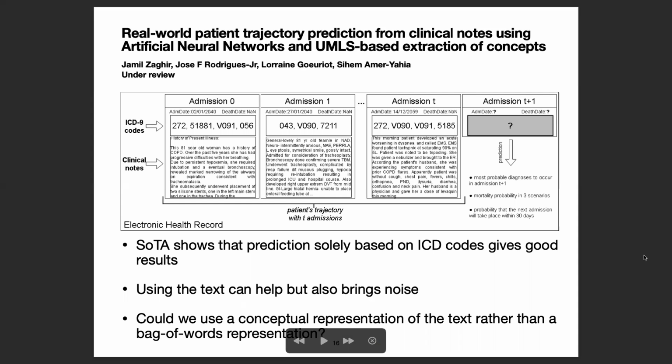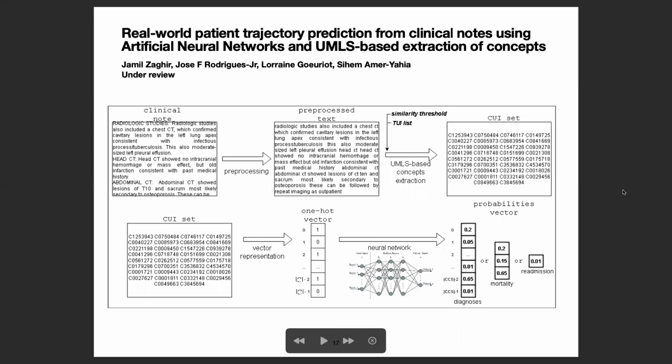Now, the state-of-the-art shows that the predictions solely based on ICD codes can give good results. Using the text can also help, but it brings some noise. Now, what we wanted to investigate was whether we could use a conceptual representation of the text rather than just a bag of words approach. In the medical domain and in English, there's a lot of knowledge bases that can be used, so we try to use them.